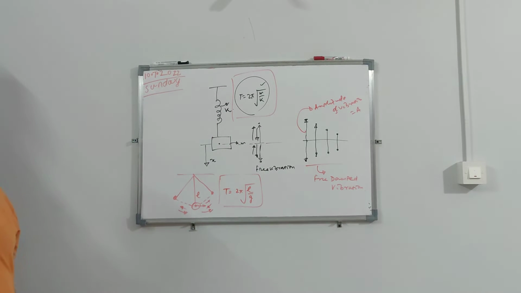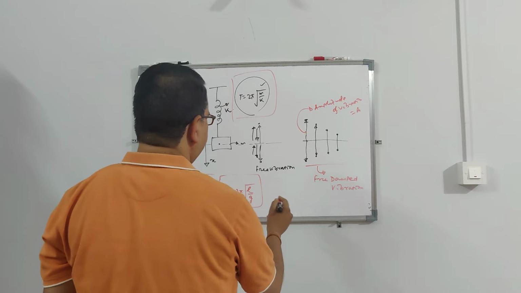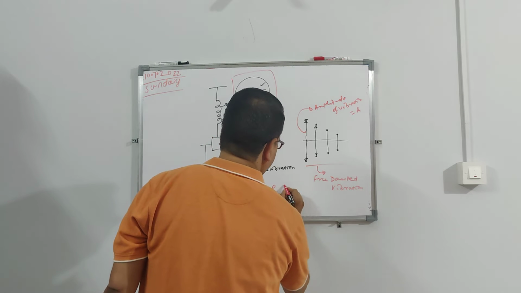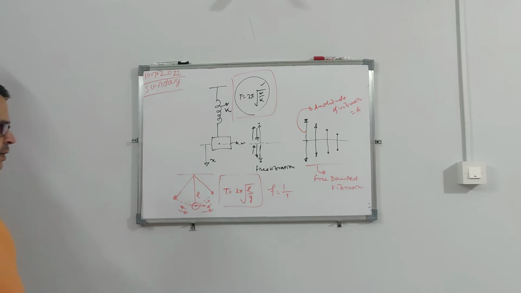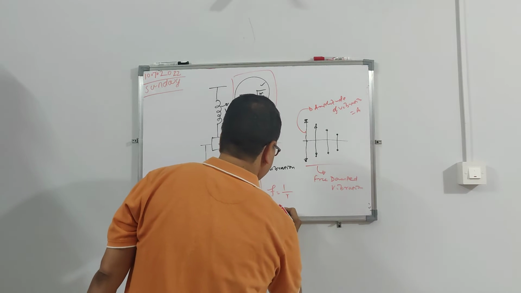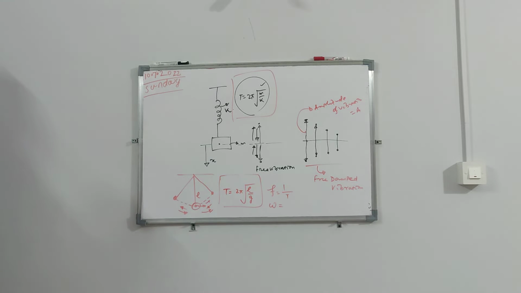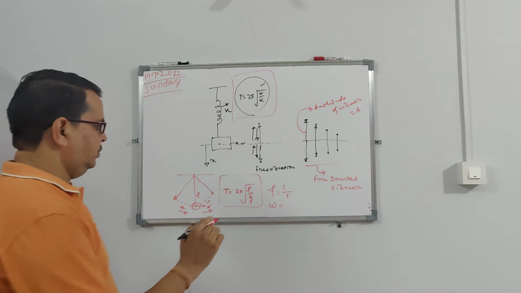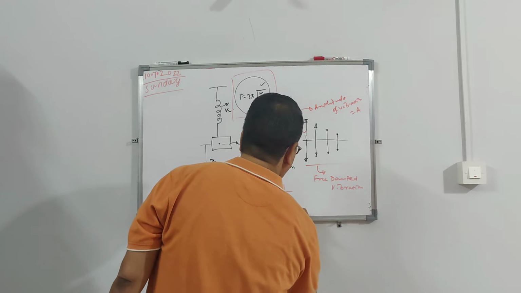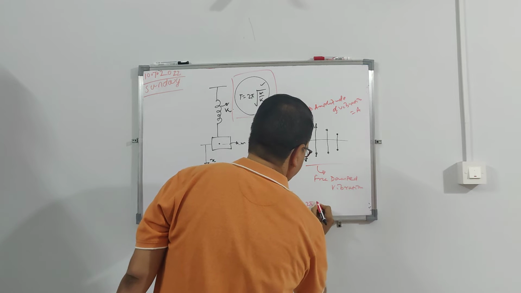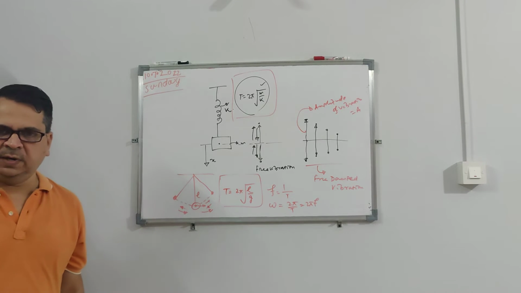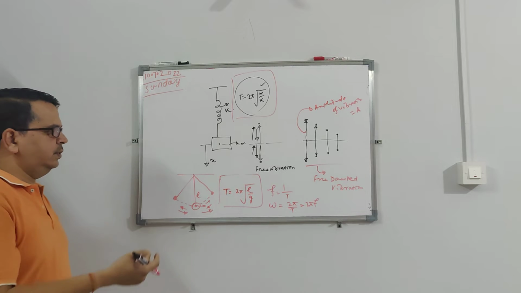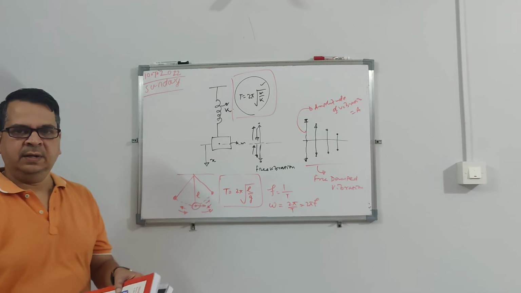Once you know the time period, you can find the frequency. Frequency is nothing but 1 by T. Similarly, there is angular frequency, which is omega. Omega is nothing but 2 pi by T, which is equal to 2 pi f. So if you know the time period, you can easily correlate. If the numerical asks for the angular frequency or whatever, you can find it out.